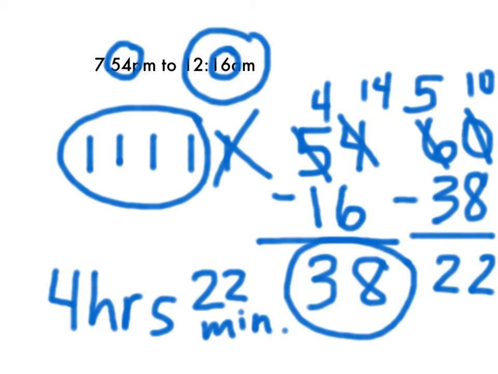This was number 1 on the homework. Try your other ones using this technique of making it easy on yourself, taking 7:54 to 12:54, and then going through these steps and subtracting. First, remember these are the minutes right here, and then whatever you have left over, you have to subtract that from 60 because there's 60 minutes in an hour.